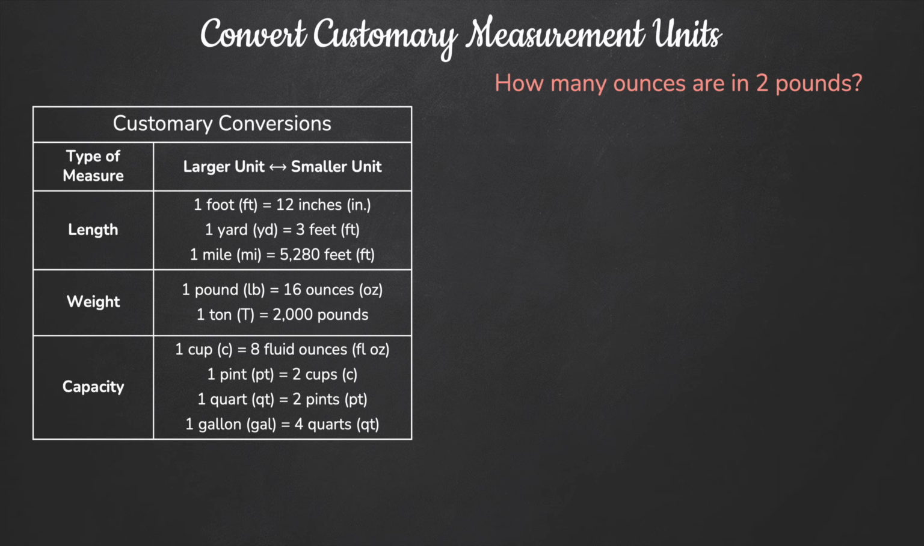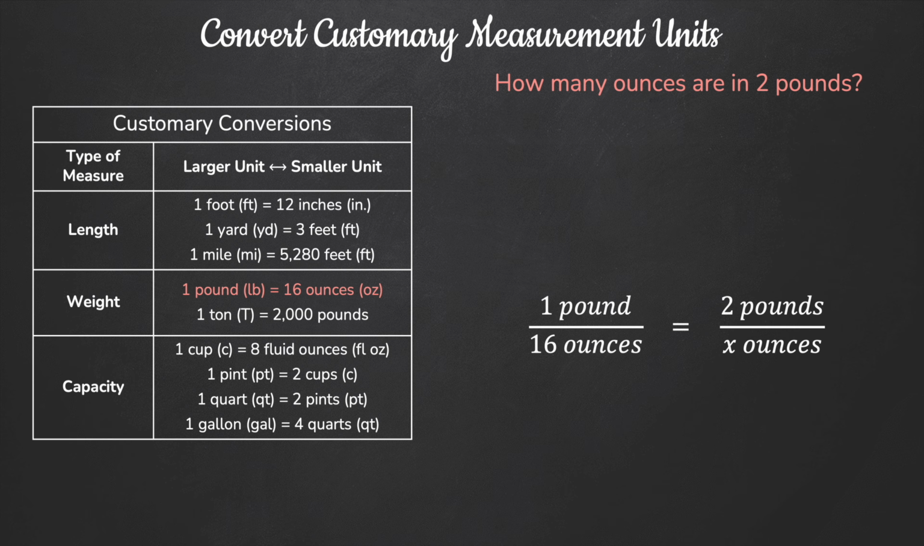Here our next question says, how many ounces are in 2 pounds? So the first thing we need to do is take a look at our units. We're talking about ounces and pounds here again, and based on our table, we know that 1 pound has 16 ounces. And so we're going to take this original ratio to figure out how many ounces are in 2 pounds.